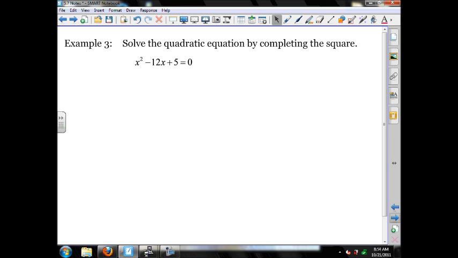First thing you always want to do, once it's equal to 0, is move the constant term over to the other side. So here we have x squared minus 12x plus 5 equals 0. So that plus 5, we're going to move out of the way. Notice this is not a perfect square trinomial. We can't write it as something squared. If we tried to solve it by factoring, we wouldn't be able to. So we want to subtract the 5 from both sides, move it over to the other side. We're going to leave a blank there so we can complete the square.